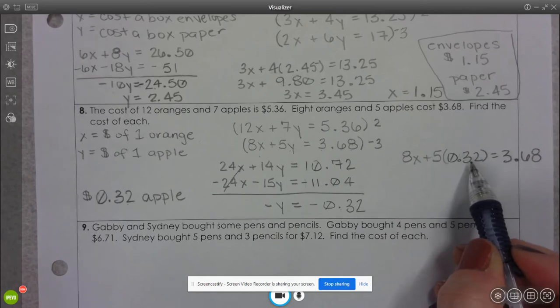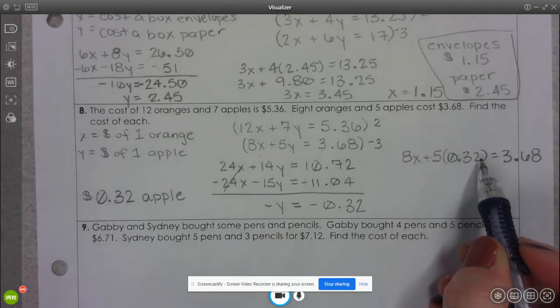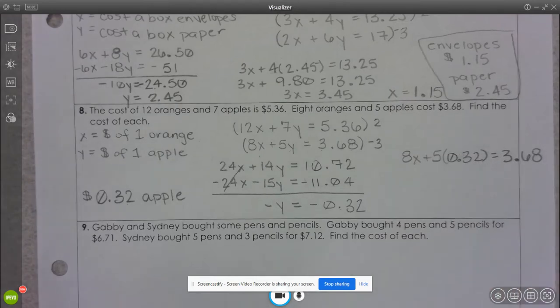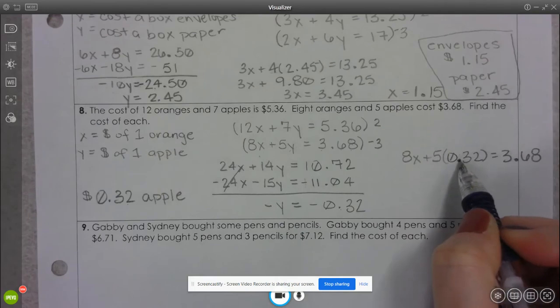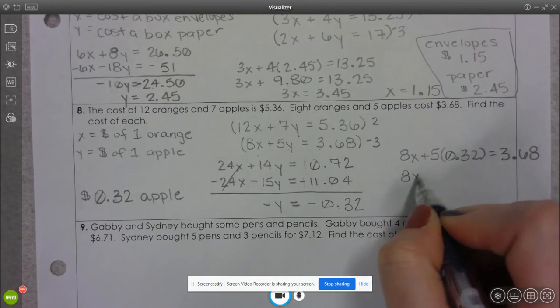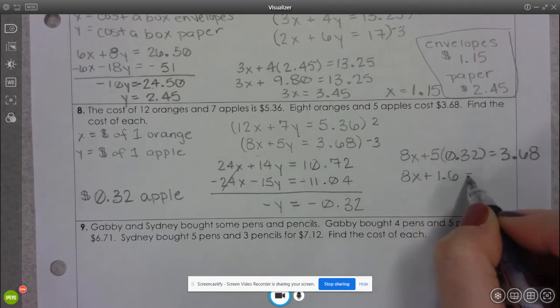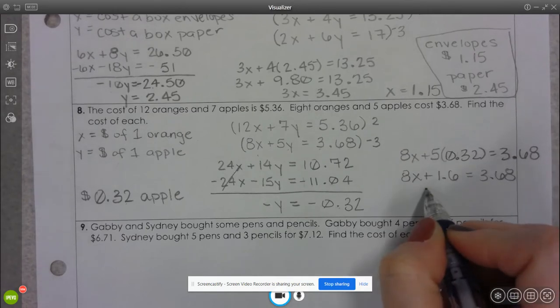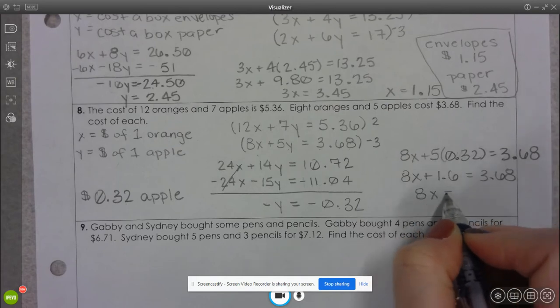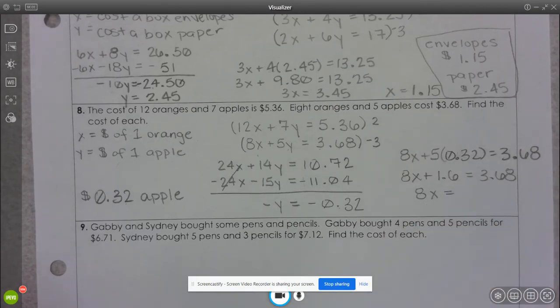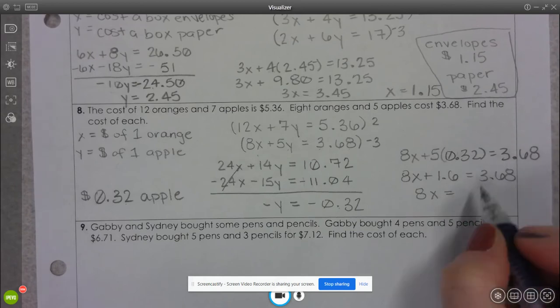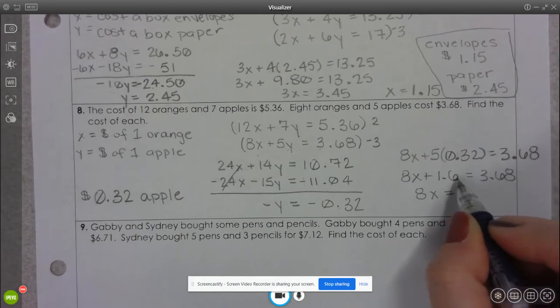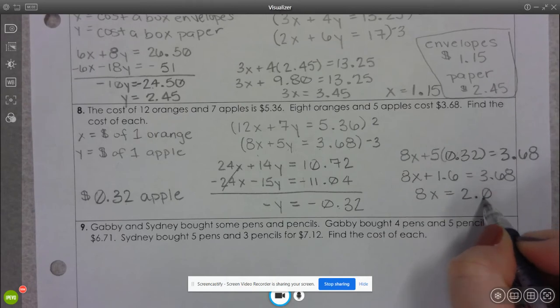So if I multiply 32 by 5, I would get 160. So this is 0.32, so I would have to move the decimal twice. So it would be 1.6. So then subtracting 1.6 from both sides, well, 3 minus 1 would give me 2. 68 minus 60 would give me 8.